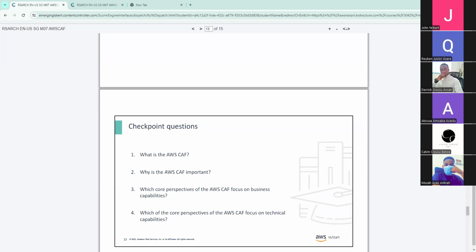Okay, Akosia, I would say the cloud adoption framework will be like a guide, something that will guide an organization if probably they want to move their on-premises services into the cloud. Okay. All right. Thank you, Derek.